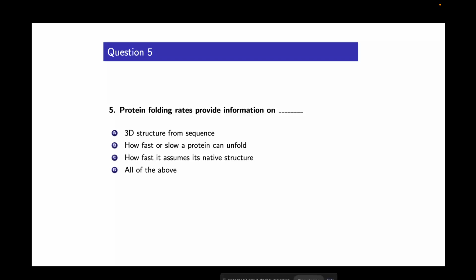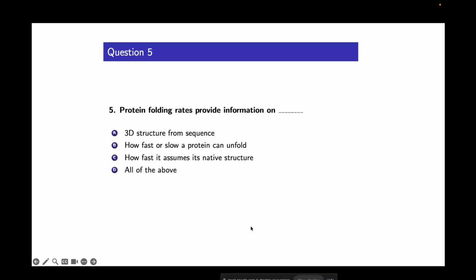It will only tell you about how fast a protein can go from an unfolded to a folded state based on the number of folds per second, but it is not the other way around. So option C is the more correct one. If B had been how fast or slow a protein can fold, then both of them would have been correct. But I think in this case, C is a better option.